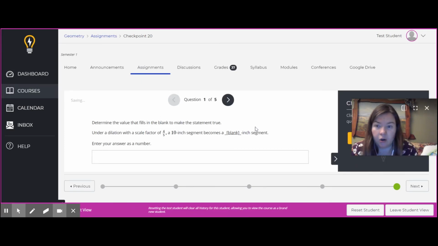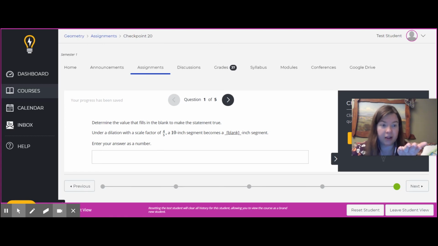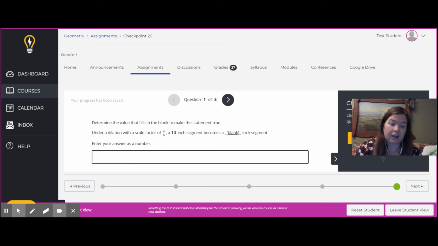Okay, so determine the value that fills in the blank that makes the statement true. Under a dilation with a scale factor of 4/5, so notice that makes it smaller, a 10-inch segment becomes a blank inch segment. So you're going to have to multiply by the scale factor. When you multiply by a fraction, you divide by the bottom and times by the top. So 10 divided by 5, because that's the denominator, is 2. And then 2 times the numerator, the top, is 8. So it would be 8.